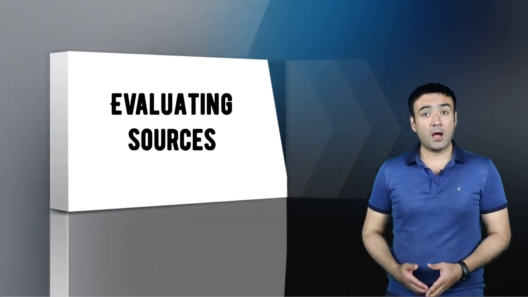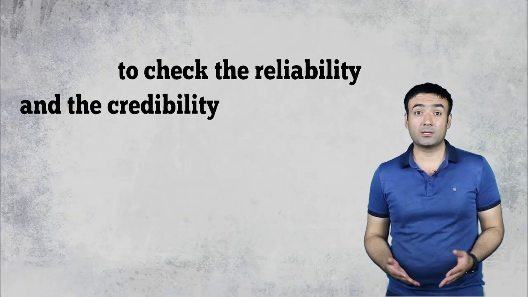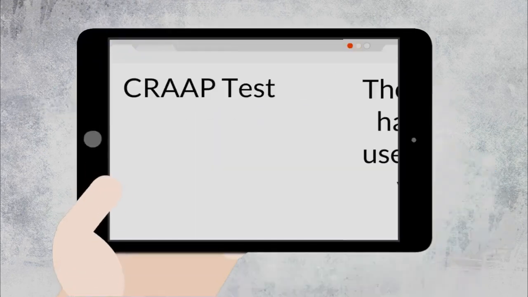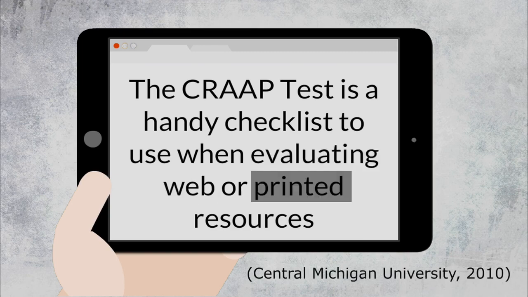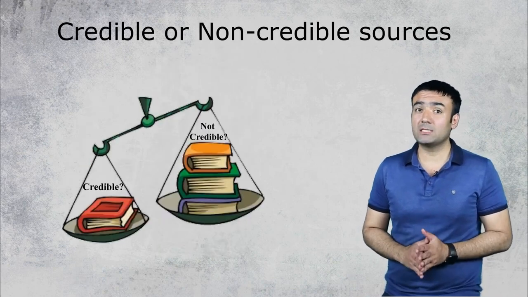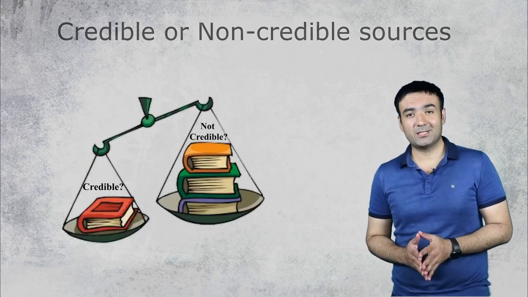In this lesson, I will provide you a list of criteria to check the reliability and the credibility of information using CRAAP test. The CRAAP test is a handy checklist to use when evaluating a web resource or any other resource. The test provides a list of questions to ask yourself when deciding whether or not a source is reliable and credible enough to use in your academic research paper.